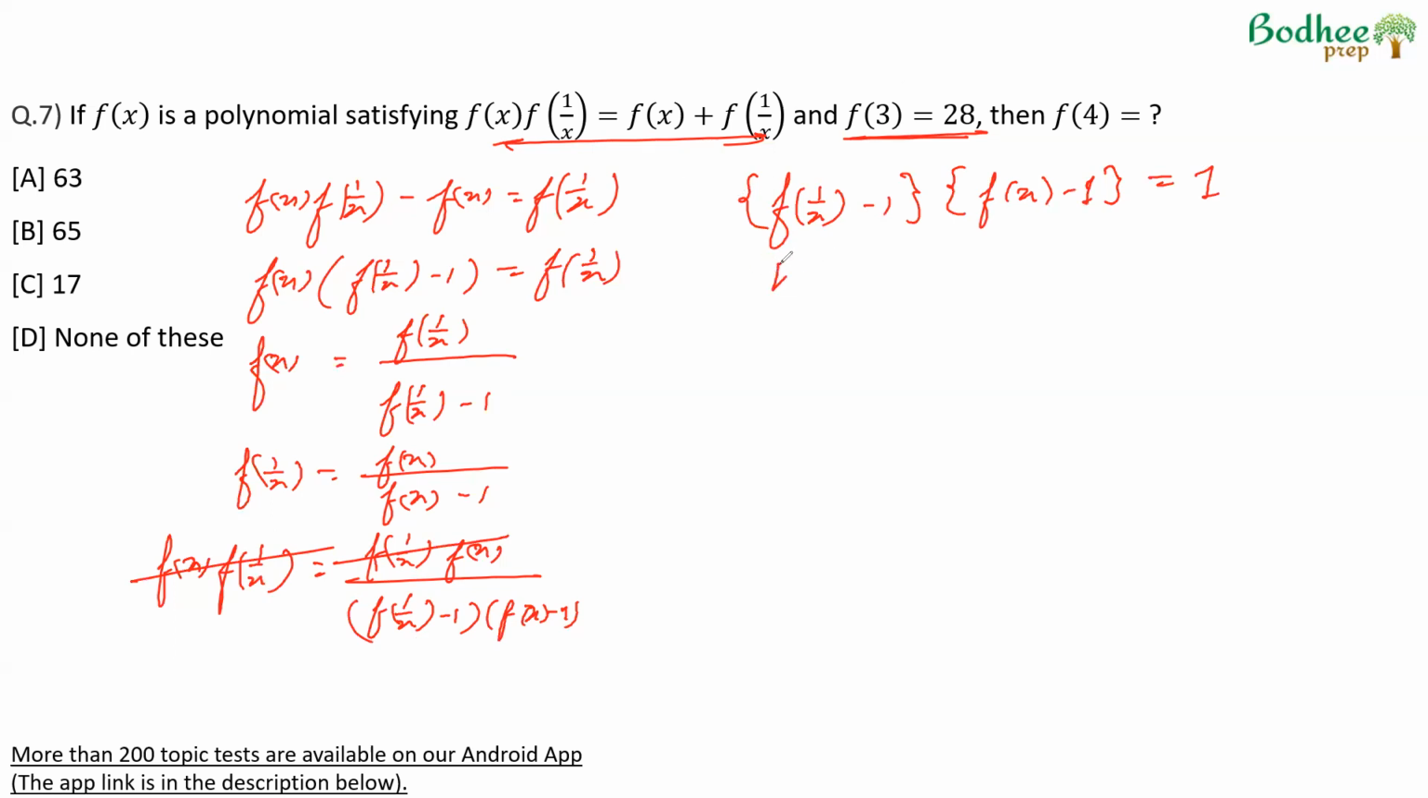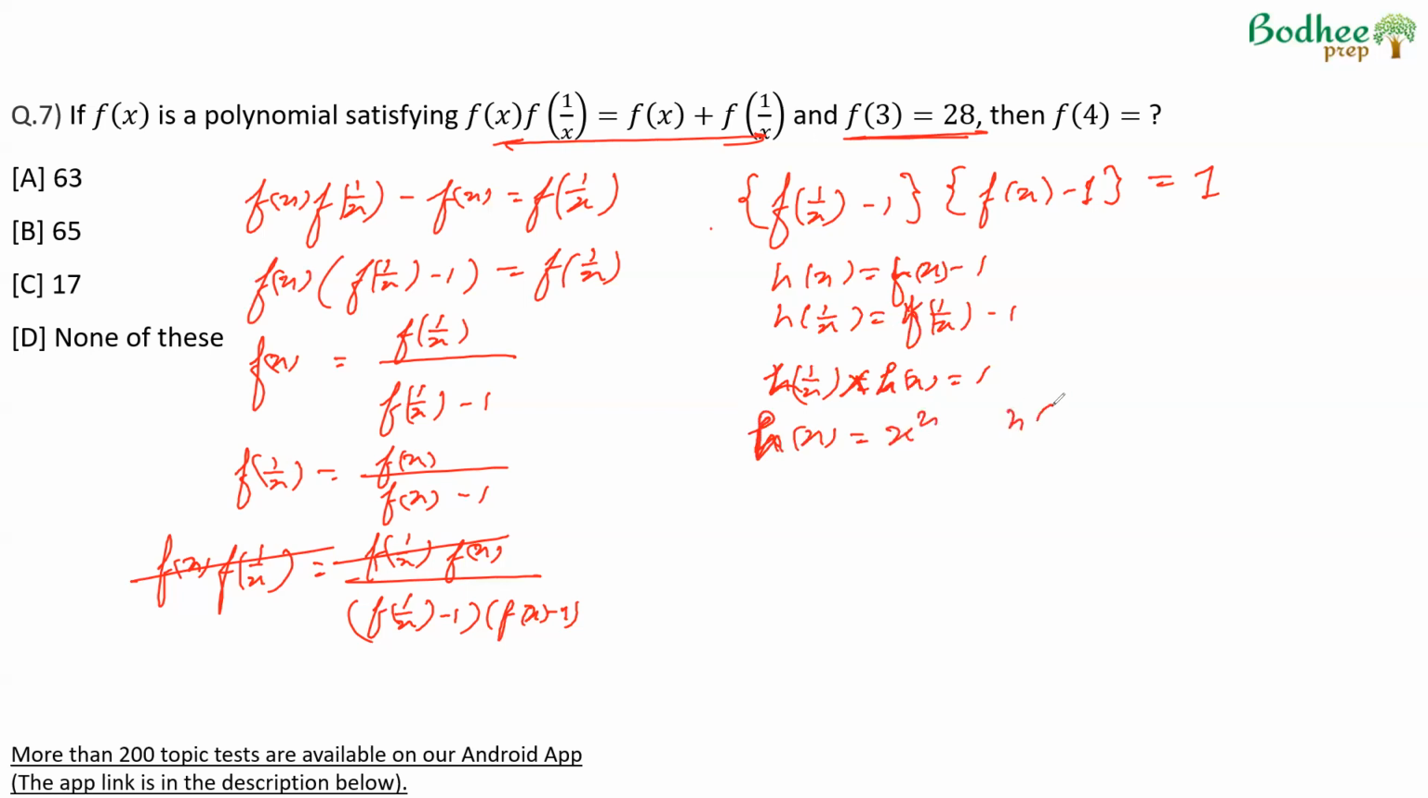Now, if we put a function, say h(x), as f(x) minus 1, then h(1/x) will be f(1/x) minus 1. So this can be written as h(1/x) into h(x) is equal to 1. Now for a function to satisfy this, we can have h(x) as x raised to power n. So h(1/x) will be 1/x raised to power n, and as we can see the product is equal to 1, which means f(x) minus 1 is equal to x raised to power n, so f(x) is x raised to power n plus 1.